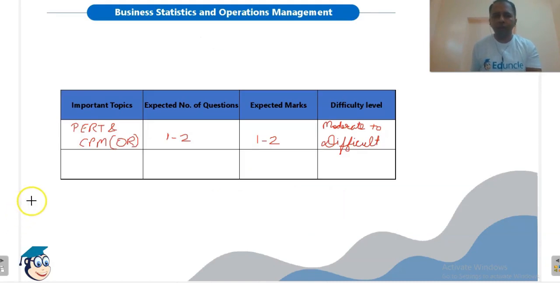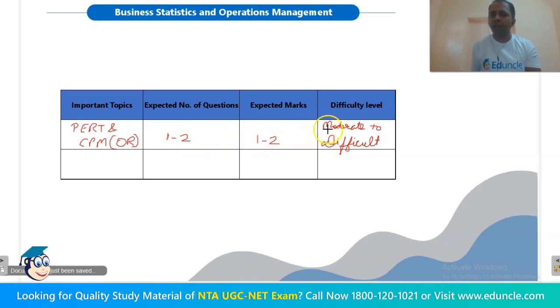In today's session, we will discuss a very important part of operation research that we started in the last session. These are PERT and CPM, Program Evaluation Review Technique and Critical Path Method. This is the most important part of operation research as per the trend of previous examination. You can expect 1 to 2 questions from this part. The expected mark will be 1 to 2 and the difficulty level will range from moderate to difficult.